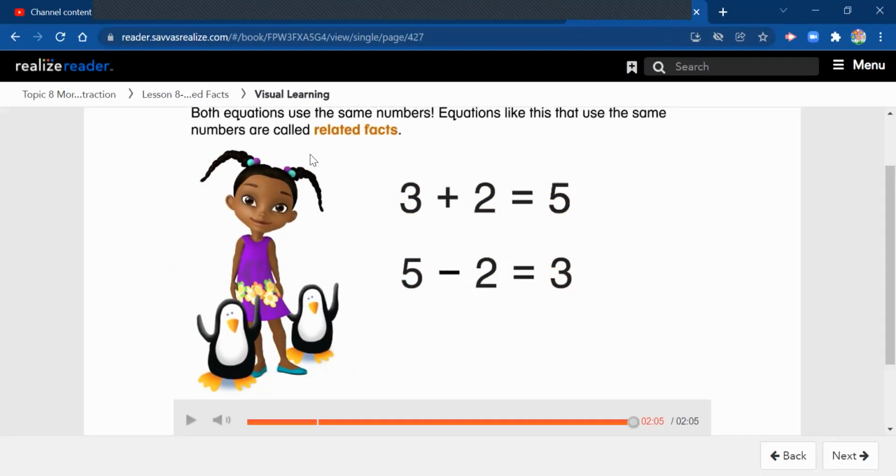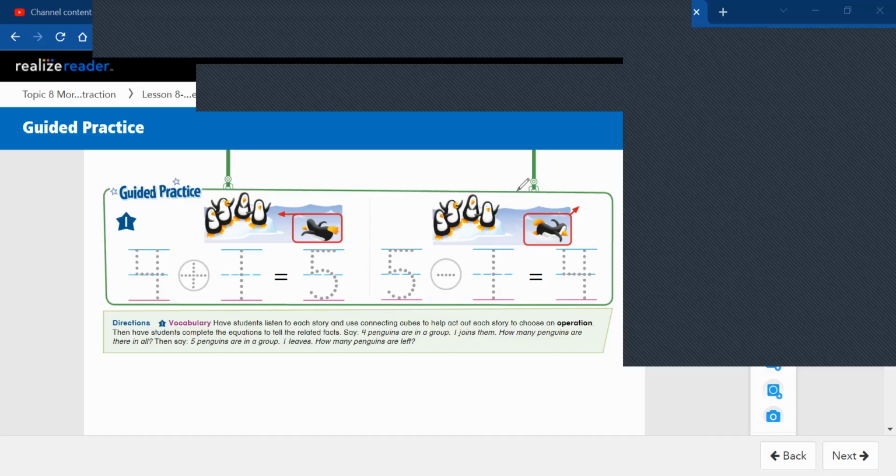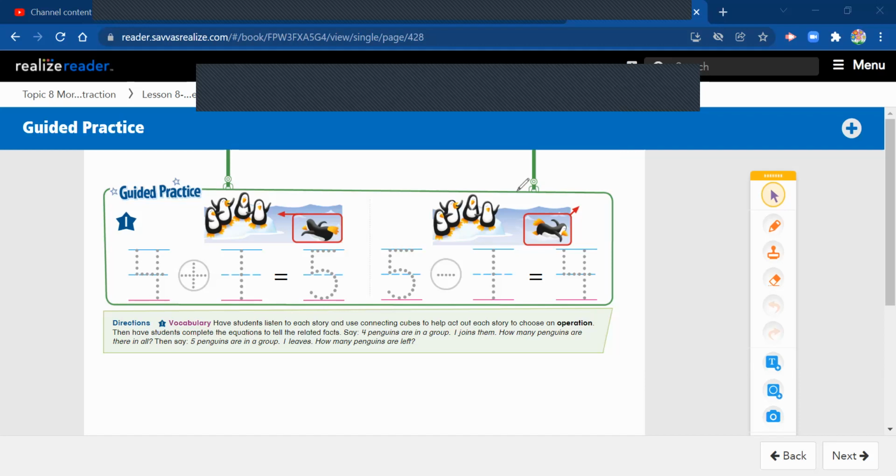Okay, let's move on to our guided practice. All right, let's look at our first guided practice problem. There are 4 penguins in a group. One joins them. How many penguins are there in all?